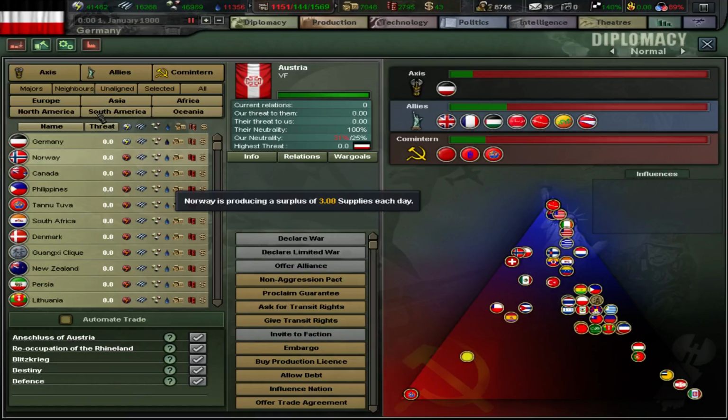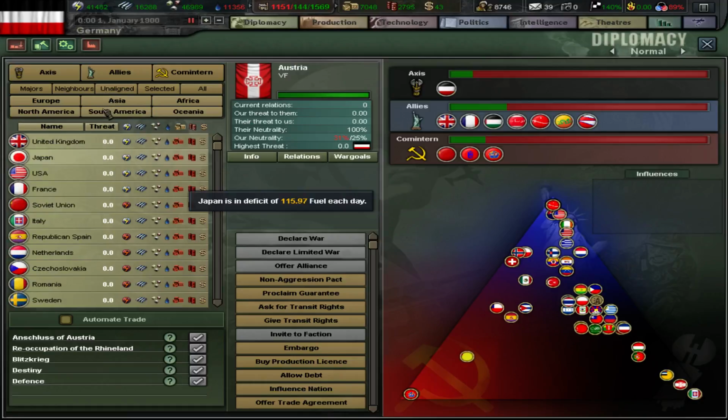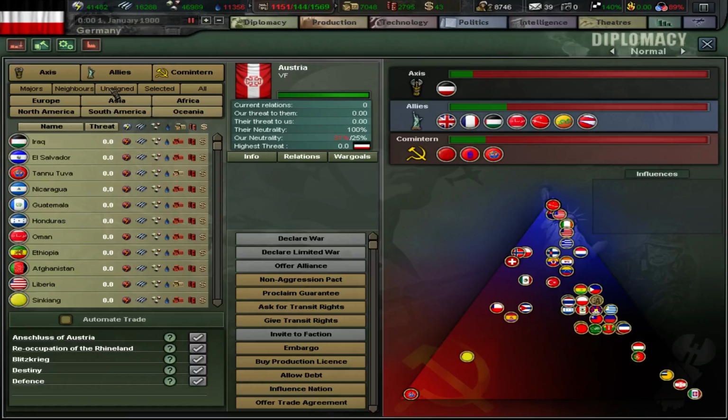For supplies, which is going to be our major trading thing that we're going to look at, we want people that have lots of oil but are looking for supplies. So Norway's got 3, so these are 3s, 2s, so it drops pretty steadily. For fuel, wow, everyone's using up a lot of fuel, so we're not too worried about that at this point.